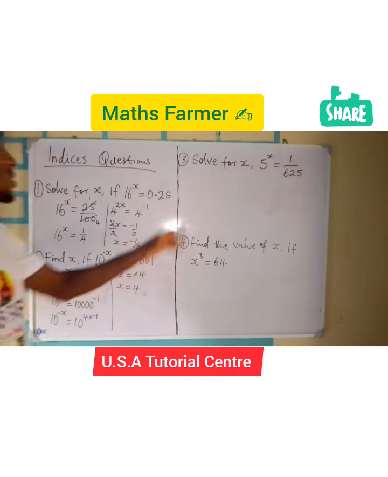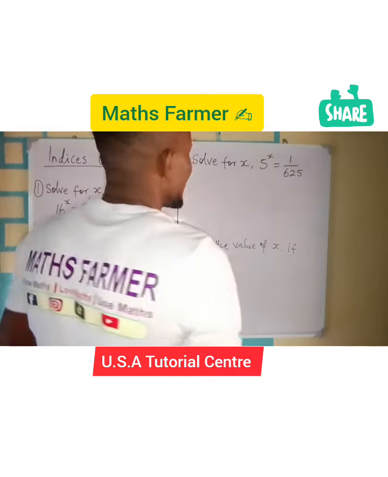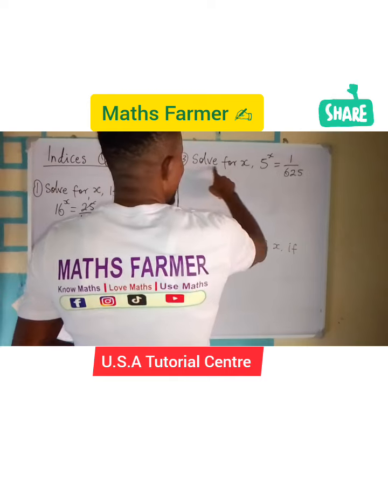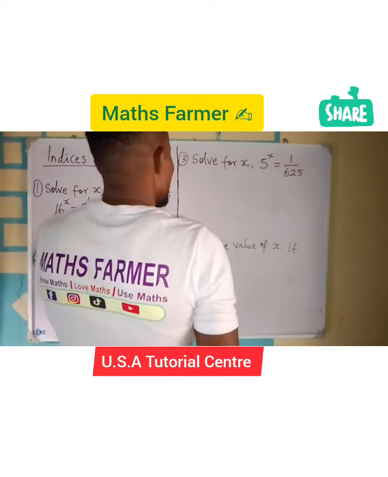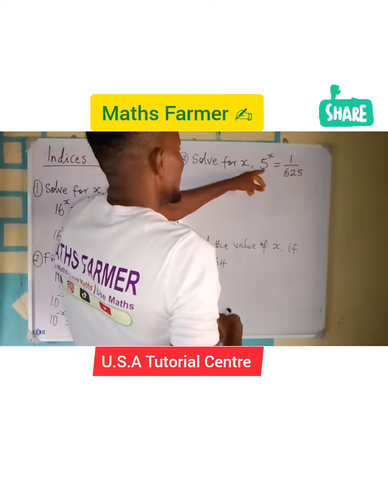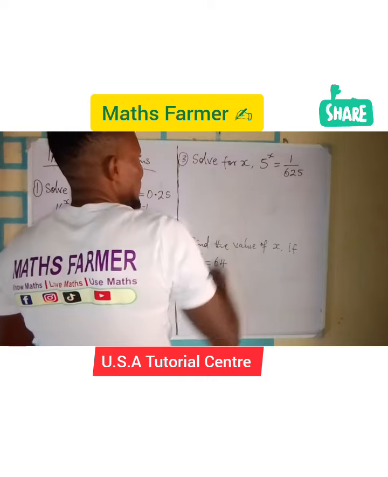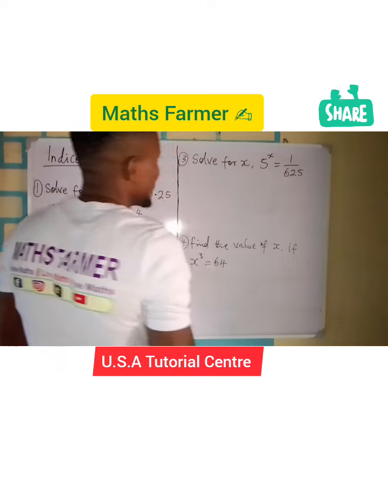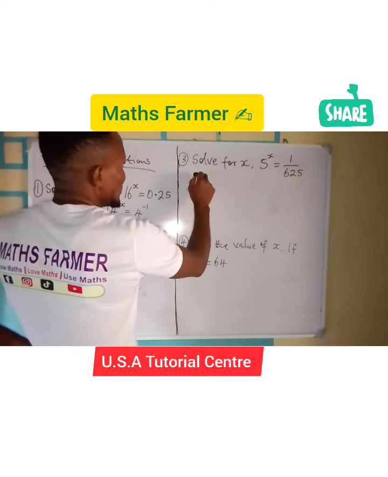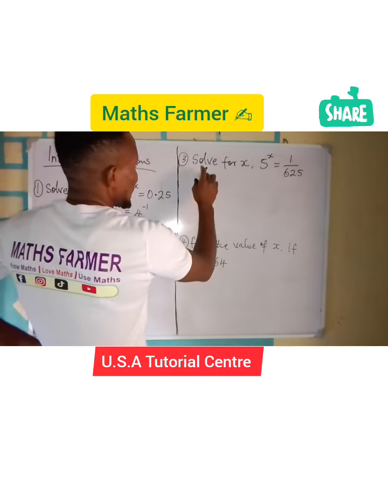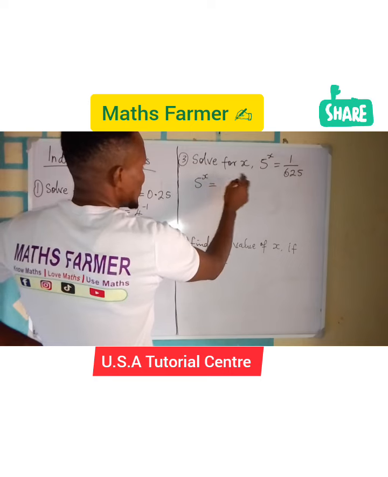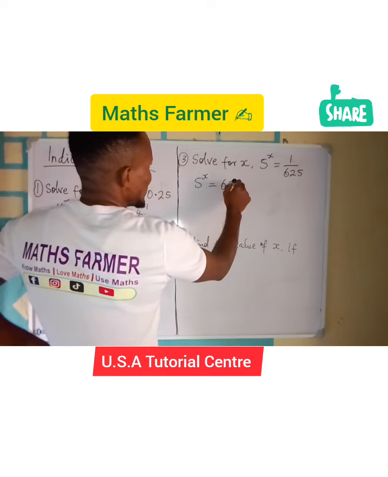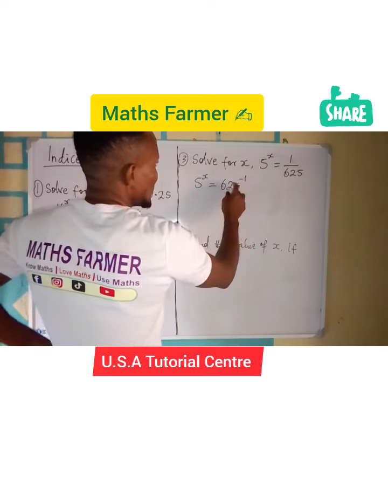So now moving to the third one. It says find x or solve for x, if we have 5 raised to the power of x equals 1 over 625. So what we have now is 5 raised to the power of x is equal to 625 raised to the power of minus 1.